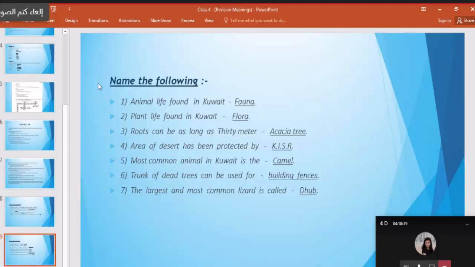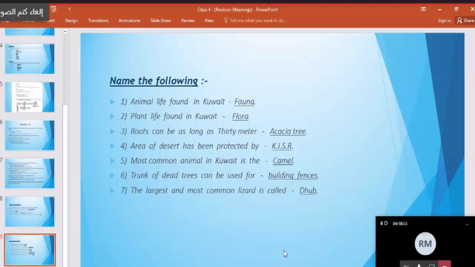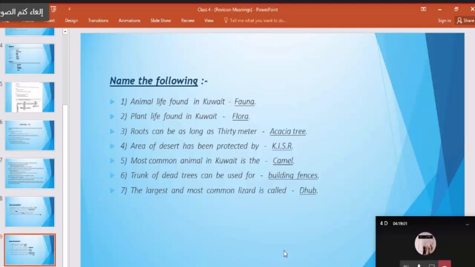Right. Roman number two. Name the following. The first one: animal life found in Kuwait is called fauna. Write the first one. Teacher, I finished all. See, you're not listening to my explanation. You know all this, my dear? I have explained everything: animal life, fauna, flora, all. So you know all this, okay, no problem.